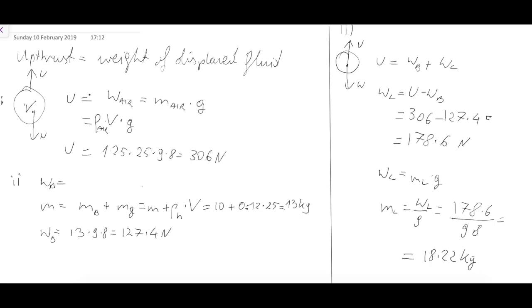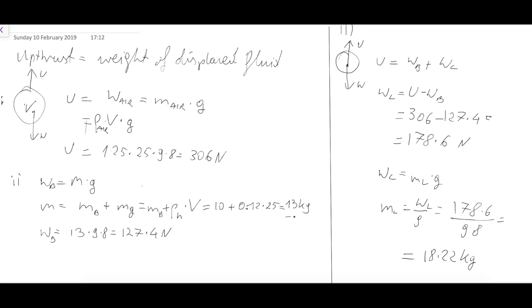Let me rewrite it. Mass times gravity. Now mass is mass of the balloon itself plus mass of the gas. Now we know what the mass of the balloon is. We know that it's 10 kilograms, so we need to find the mass of the gas inside the balloon, the mass of the hydrogen in it. So to find that, we need to multiply the volume of the gas in the balloon by the density of that gas. So now we get that total mass of the balloon is equal to 10 kilograms plus 0.12 for the density of hydrogen times 25 meters cubed, which is equal to 13 kilograms total.